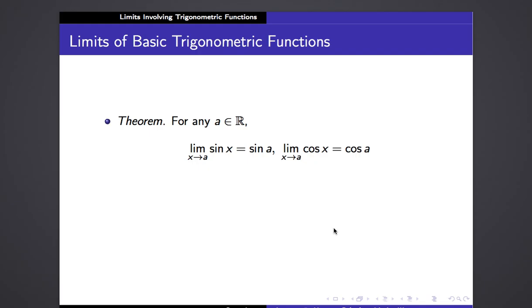So in other words, when you find the limit of sine of x and cosine of x, all you have to do is just plug in. In this case, for the limit of sine of x when x approaches a, all you have to do is plug in x equals a, resulting in sine of a, okay? The same goes for cosine of x also.